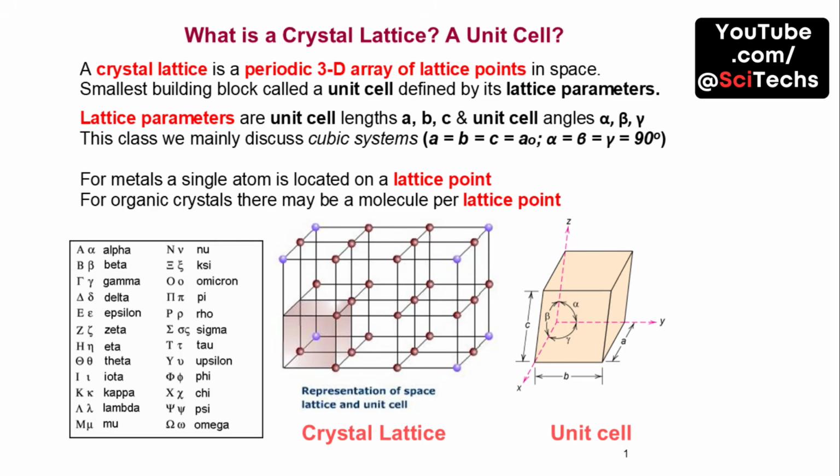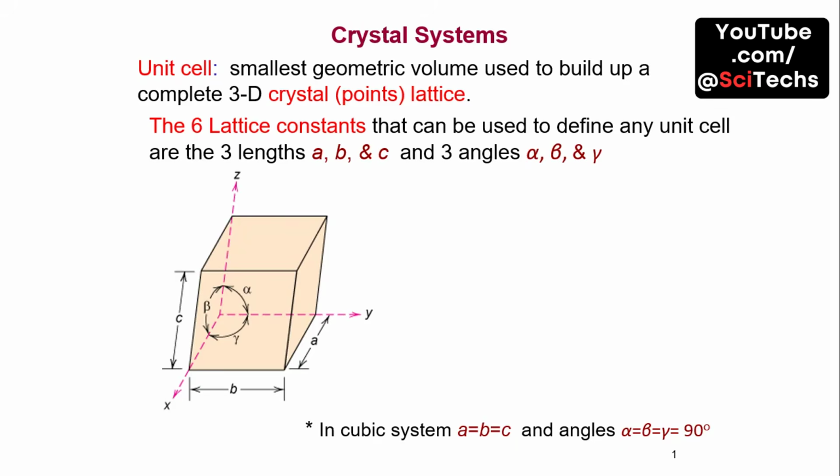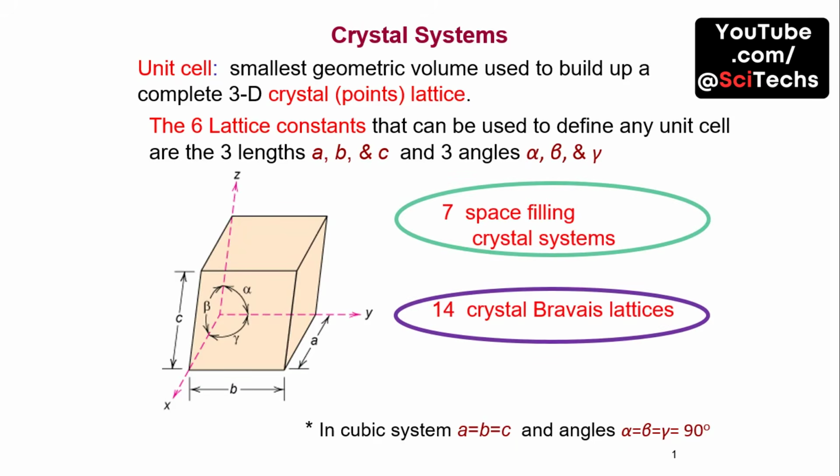A crystal lattice is a periodic 3D array of lattice points in space, defined by unit cell parameters. These parameters include unit cell lengths and angles, which are crucial for understanding the structure of metals and organic crystals. The unit cell is the smallest geometric volume used to build a complete 3D lattice.